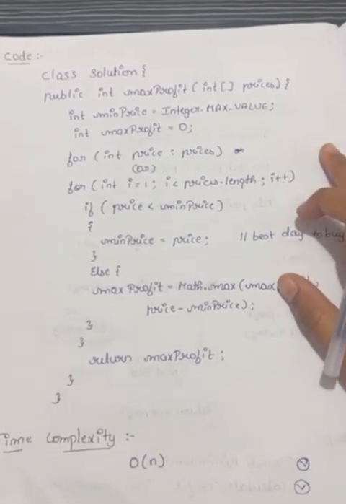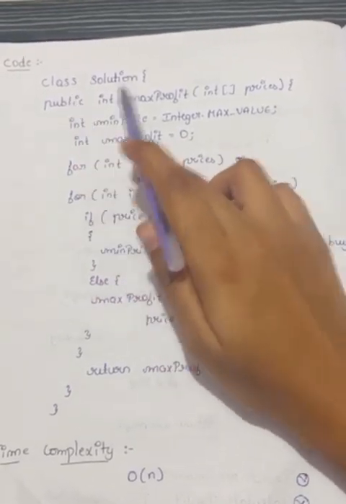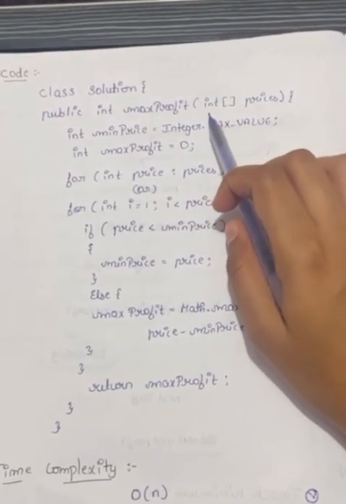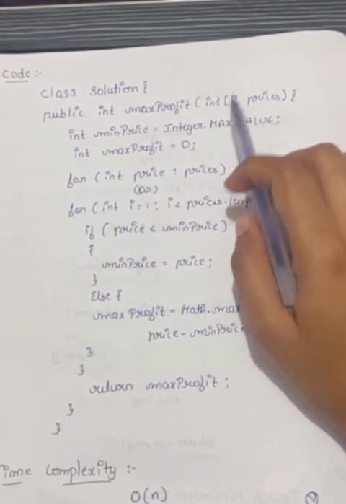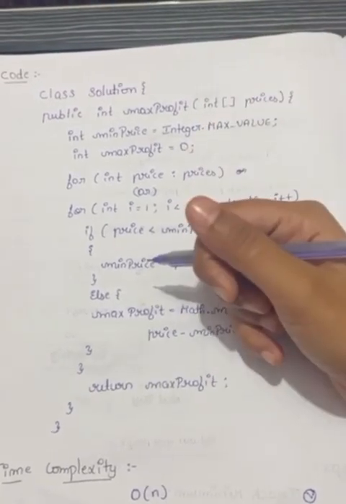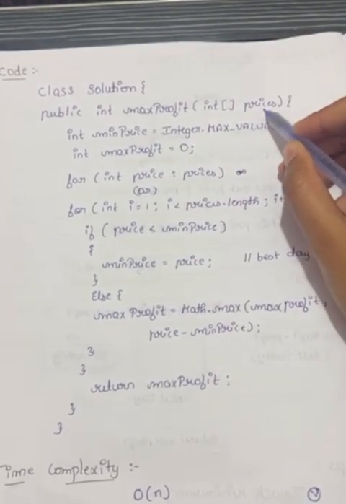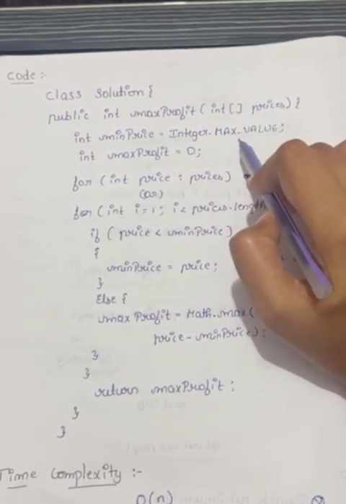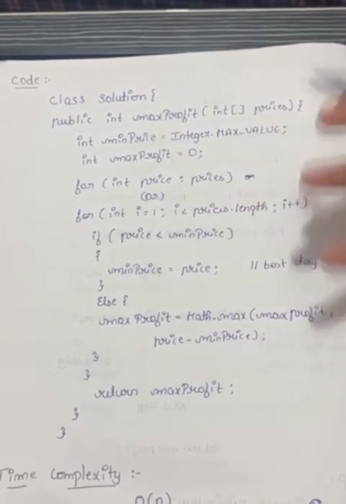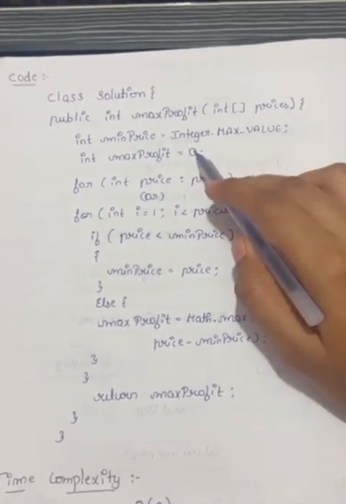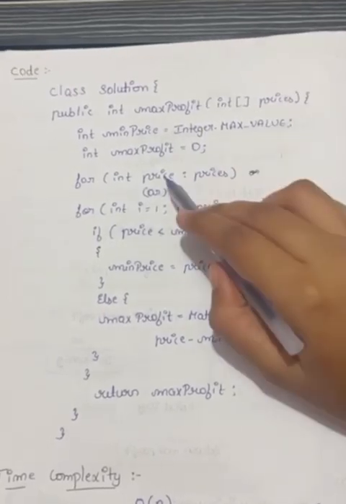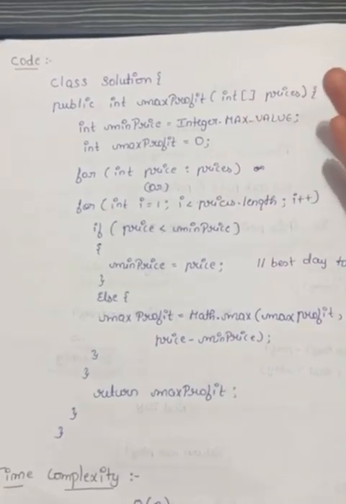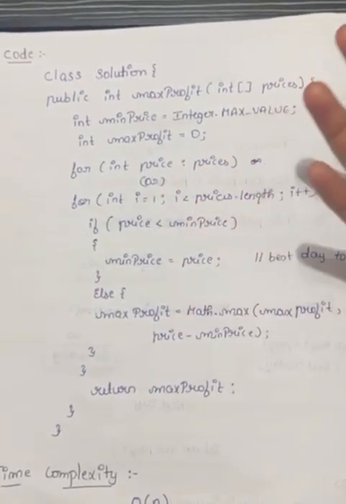Here is my code, where I take a class named Solution, and I have one method, maxProfit, which takes an array of integers storing the stock prices of the days, and I have named it prices. Then I initialize the variable min price equal to Integer.MAX_VALUE, which stores the maximum value of an integer. Then int max profit equal to 0. Initially I declare max profit equal to 0, as of now I haven't got any maximum profit.